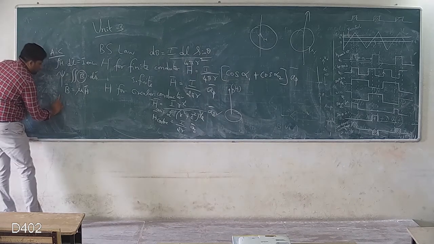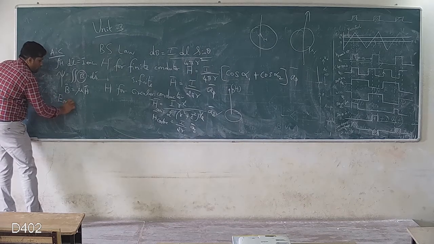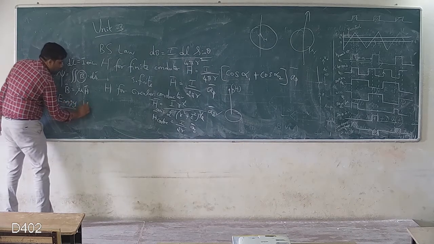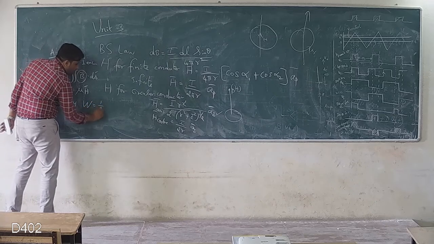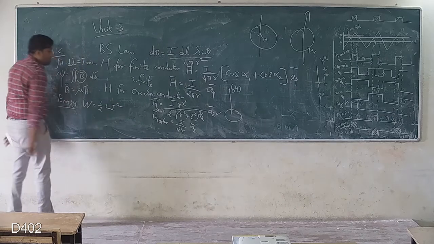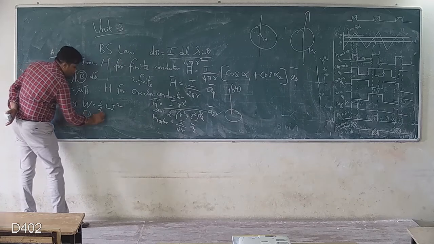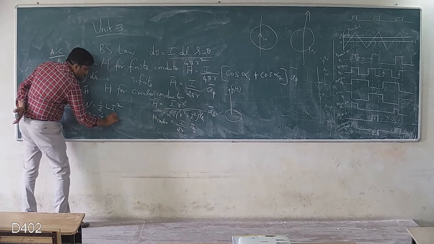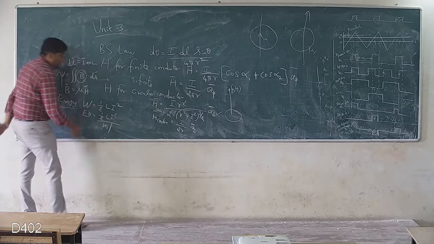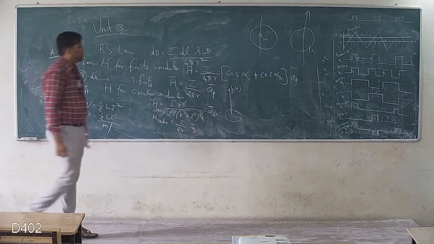Next thing is energy stored. In the energy stored, we did one problem. So here we took W is equal to half L i square. So that is a very important case, and therefore energy density is equal to the same amount divided by volume. So that is one set of problems we have solved.